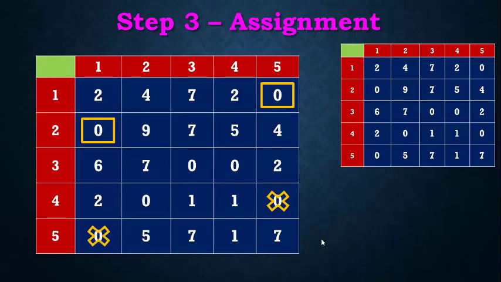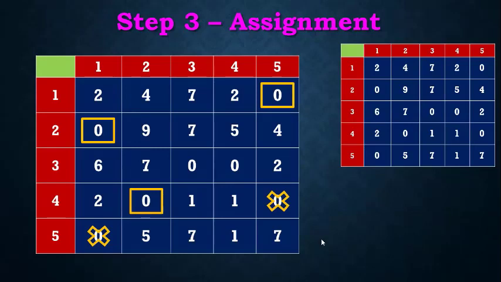And the third row has 2 zeros, so we are going to skip this third row and go to the fourth row, having only 1 zero, so we assign it and the corresponding column has no zeros. So the last row has no zeros.